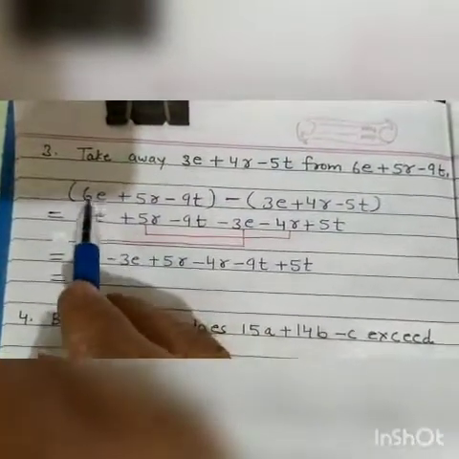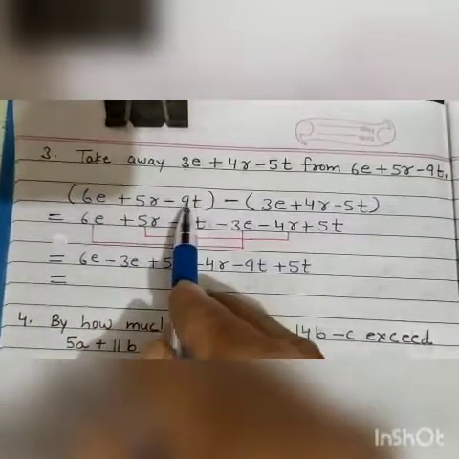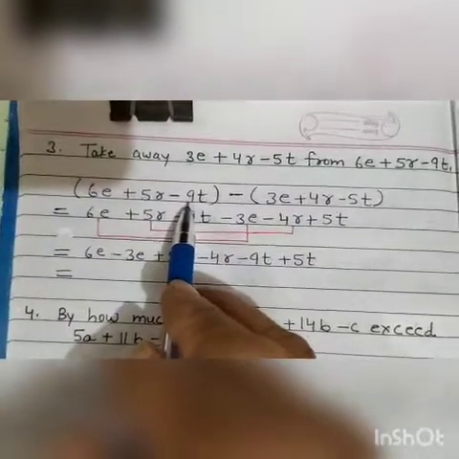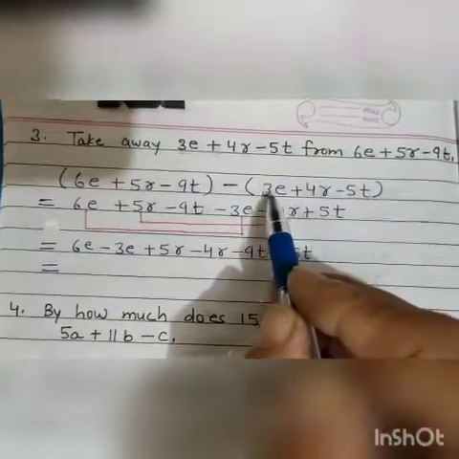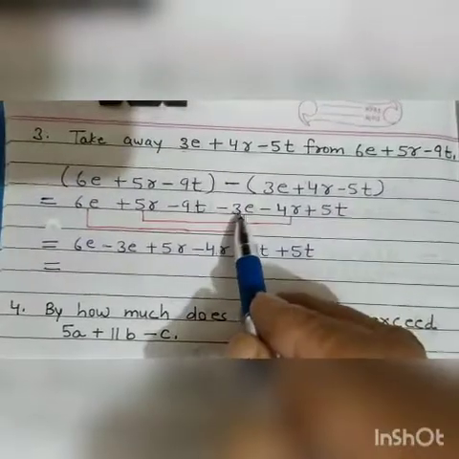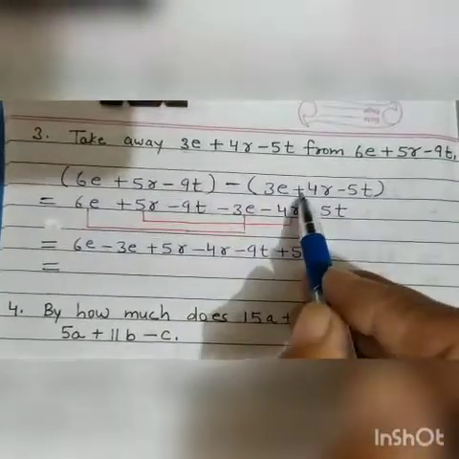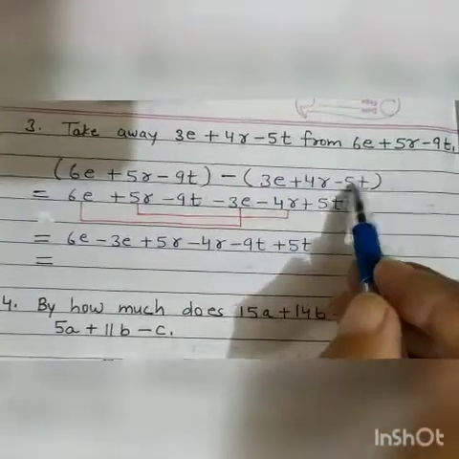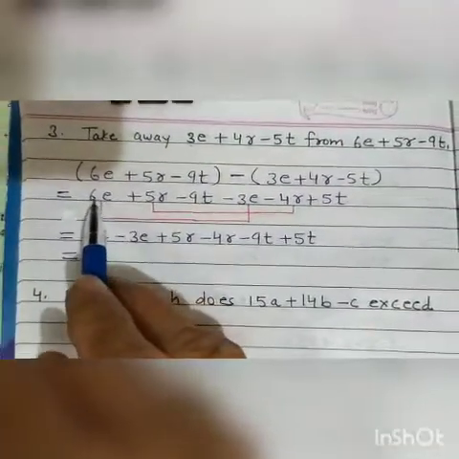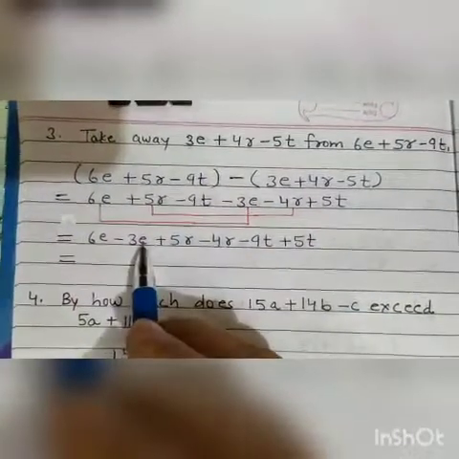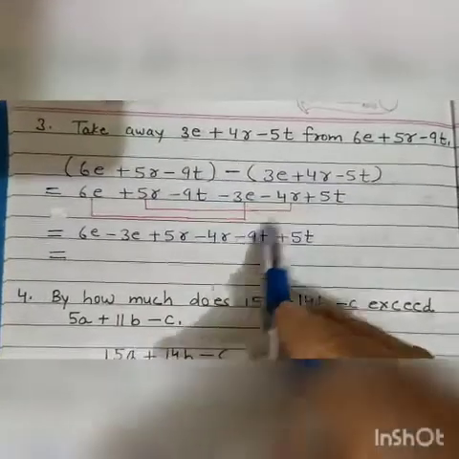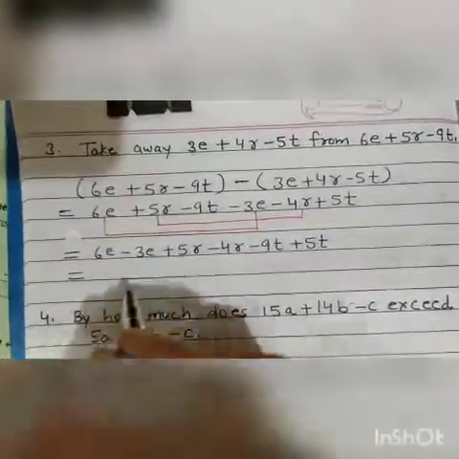Now solve the brackets. 6e plus 5r minus 9t. Terms of the first bracket will be written as it is, no change. We will change the sign of the terms of this bracket. So this plus 3e will be written as minus 3e, plus 4r will be minus 4r, minus 5t will be plus 5t. Now take like terms together. 6e minus 3e plus 5r minus 4r minus 9t plus 5t. Now solve these like terms.